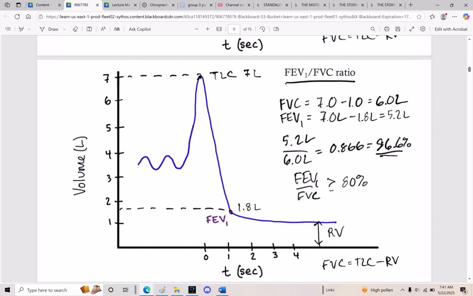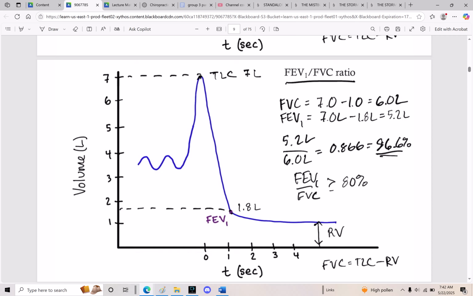So it's more than 80%, right? So this is a normal person. This is somebody who doesn't have any problem breathing out. There's no obstruction here, okay? All right? So anything less than 80, right? Why did you use 7 minus 1 for the FVC? Because you have a residual volume, the amount that remains. Yeah, so basically, we need just the forced vital capacity. We need just this amount.